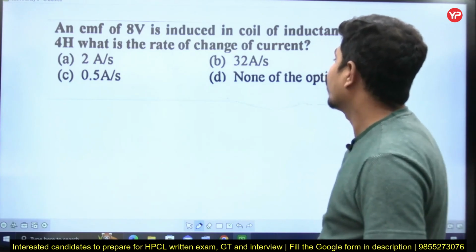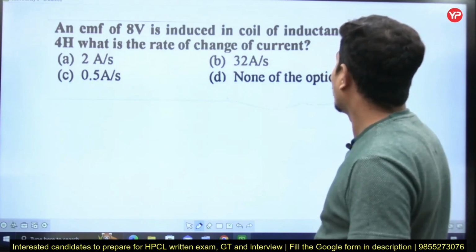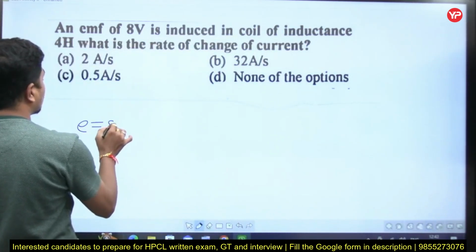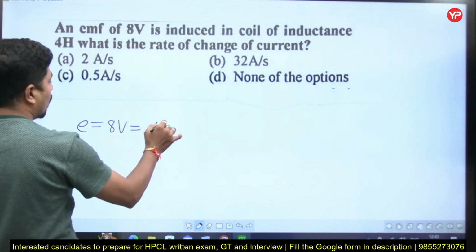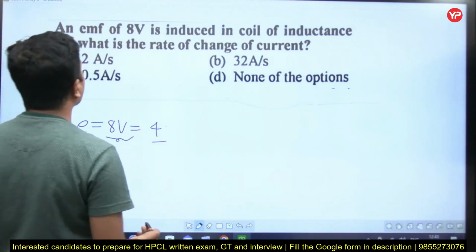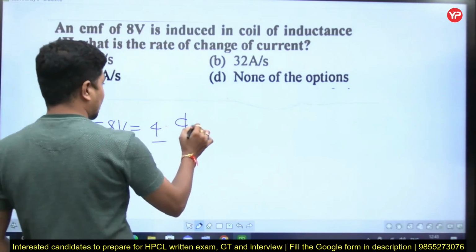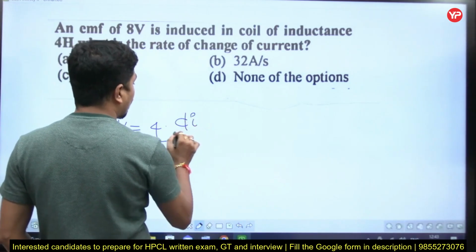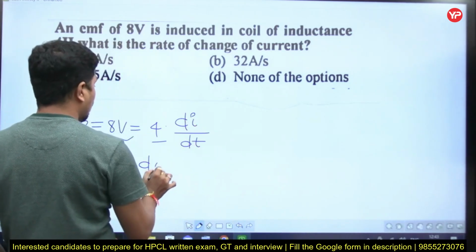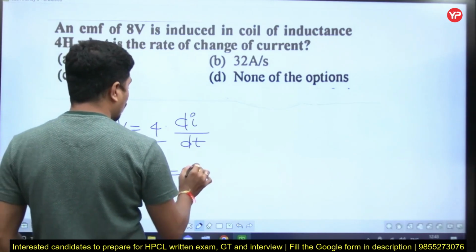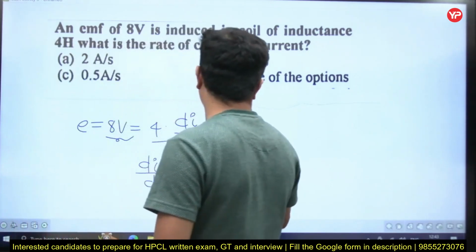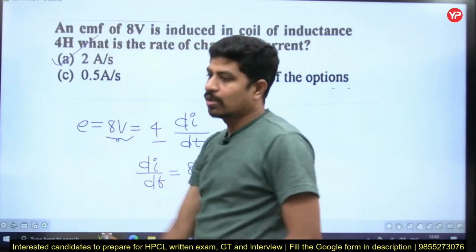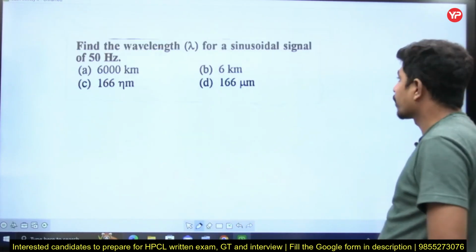An EMF of 8 volts is induced in a coil of inductance 4 Henry. What is the rate of change of current? V is equal to L di by dt. So di by dt is equal to 8 by 4, that is 2 amperes per second. The choice is A. Let's go to the next question.